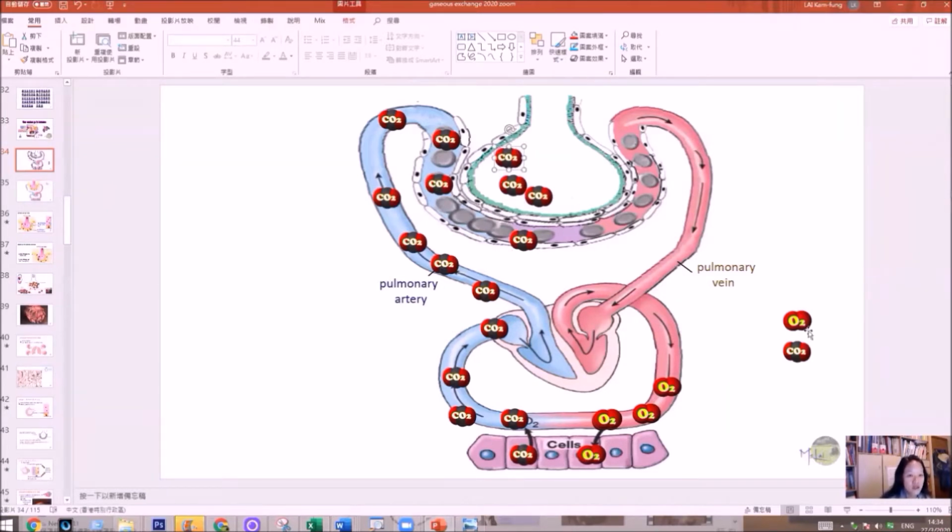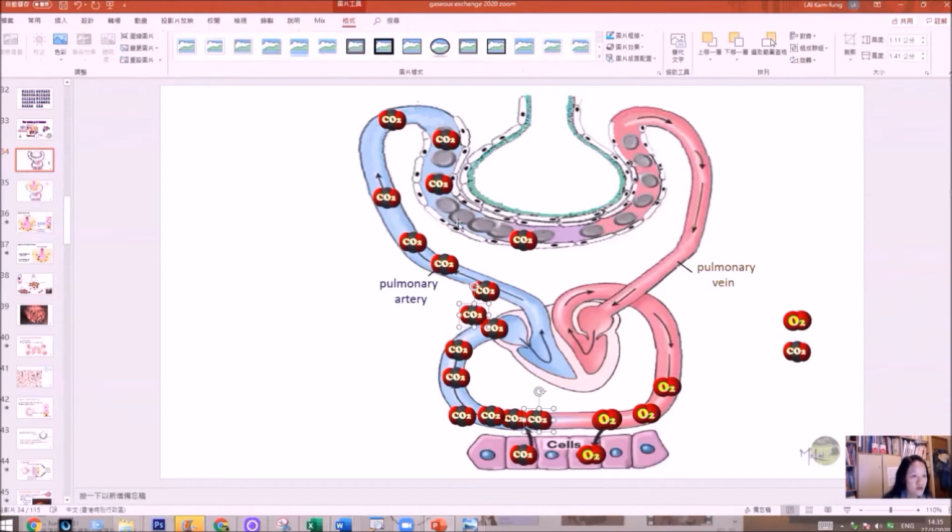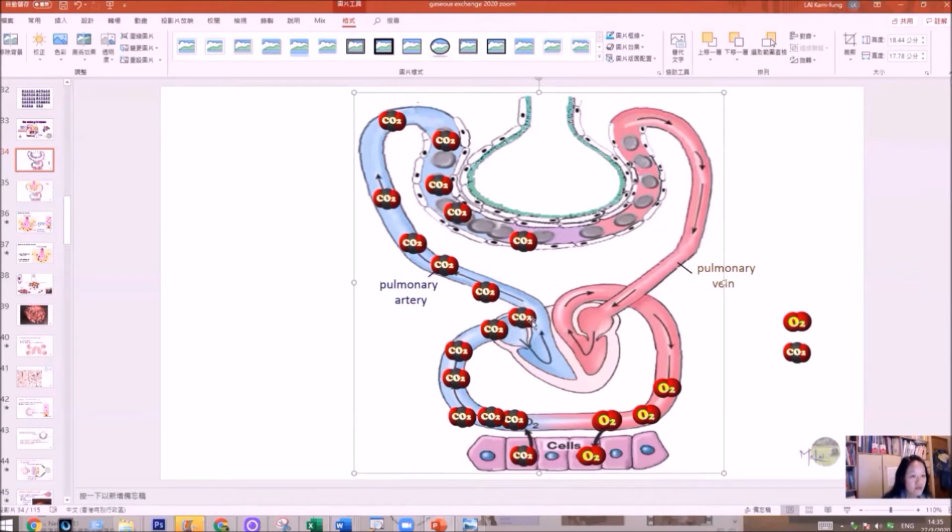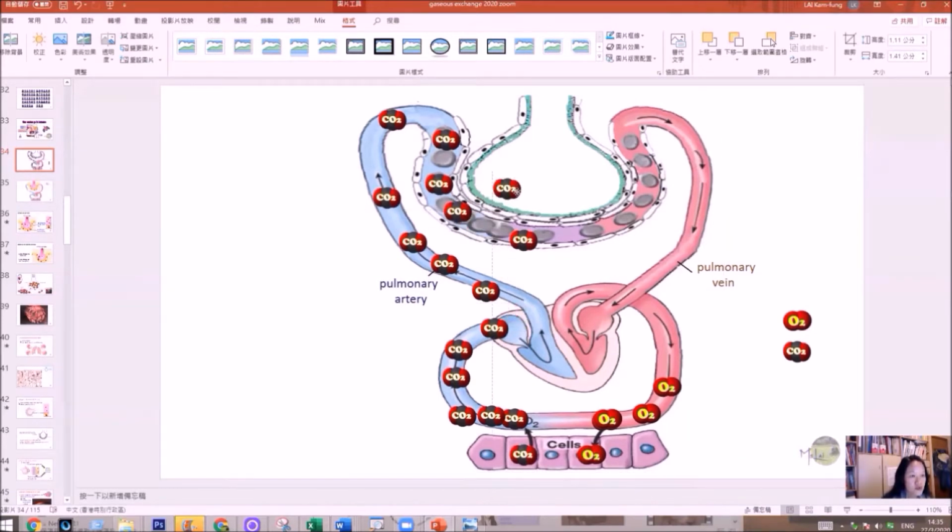How about oxygen? The carbon dioxide, after forming, will be exhaled, breathed out. Carbon dioxide will keep on being produced by body cells. This carbon dioxide will be transported to the pulmonary artery, and then diffuse down the concentration gradient from high concentration to low concentration, and then be breathed out. So this is the process of carbon dioxide.